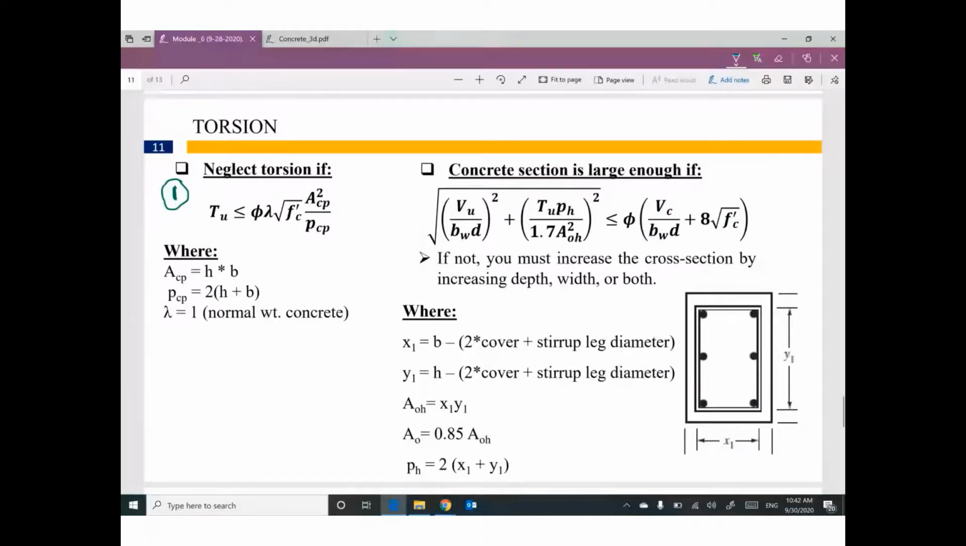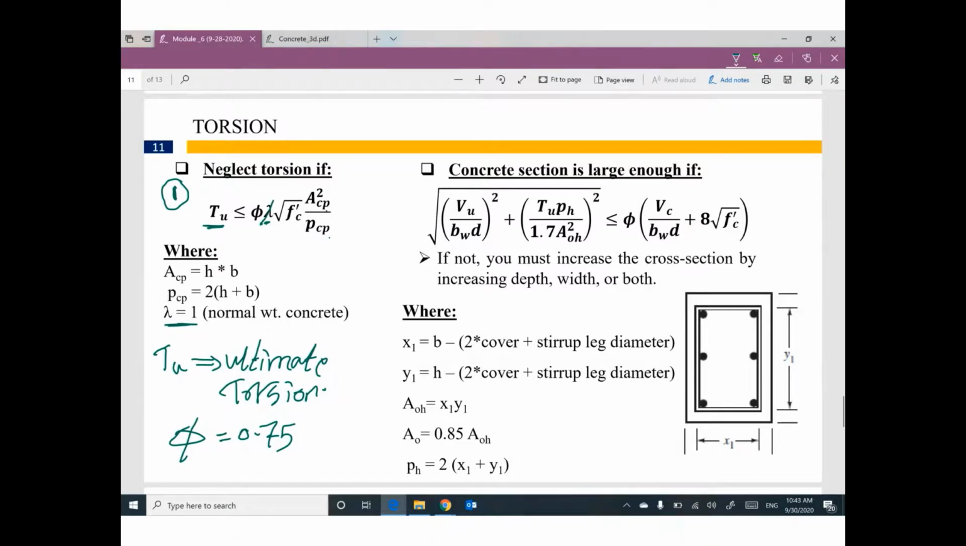If T ultimate, which means the ultimate torsion, is smaller than or equal to phi, anybody can remind me what is the value of phi? For shear and torsion, the same value, 0.75, times lambda times square root of f prime c, times Acp squared divided by Pcp. Lambda will be 1 all the time because we are talking about normal weight concrete. So we don't care about this term.